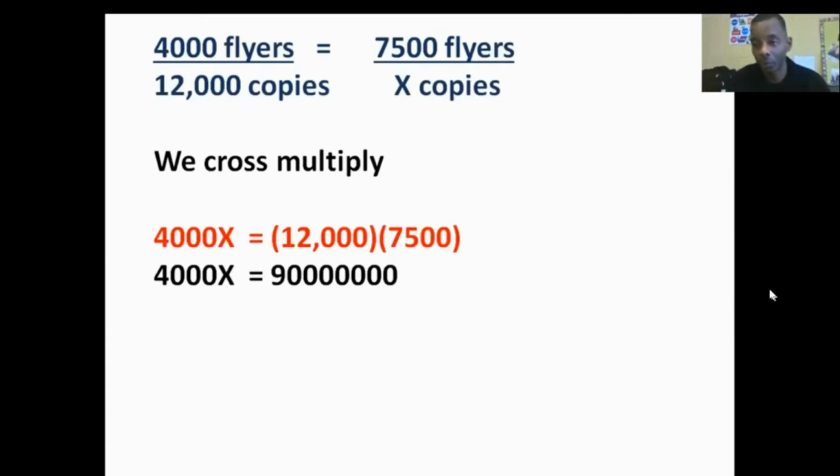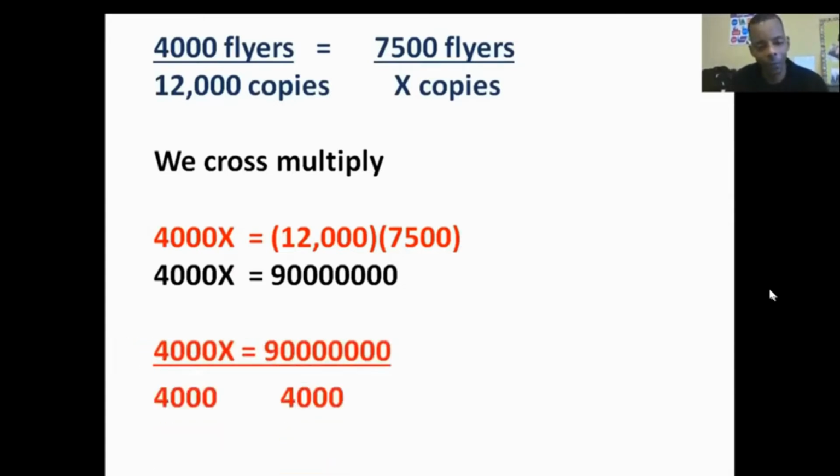Yes, 90 million, just making sure. I know somebody out there was going to correct me. 90 million, all right. So we want to get rid of the 4,000. We divide both sides by what? 4,000, right? Because we want the X to be left by itself. So we do the inverse operation.